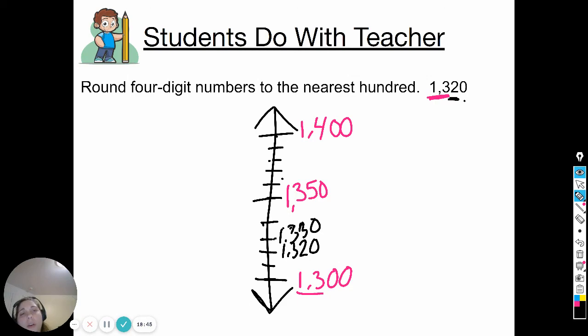Well, you may notice that this number is actually right there on a line. So I'm going to put my point right on the line where 1,320 is. Pause the video if you need to catch up. So we need to figure out, what does 1,320 round to? Does it round up to 1,400 or down to 1,300? Go ahead and write in what you think. Pause the video if you need to.